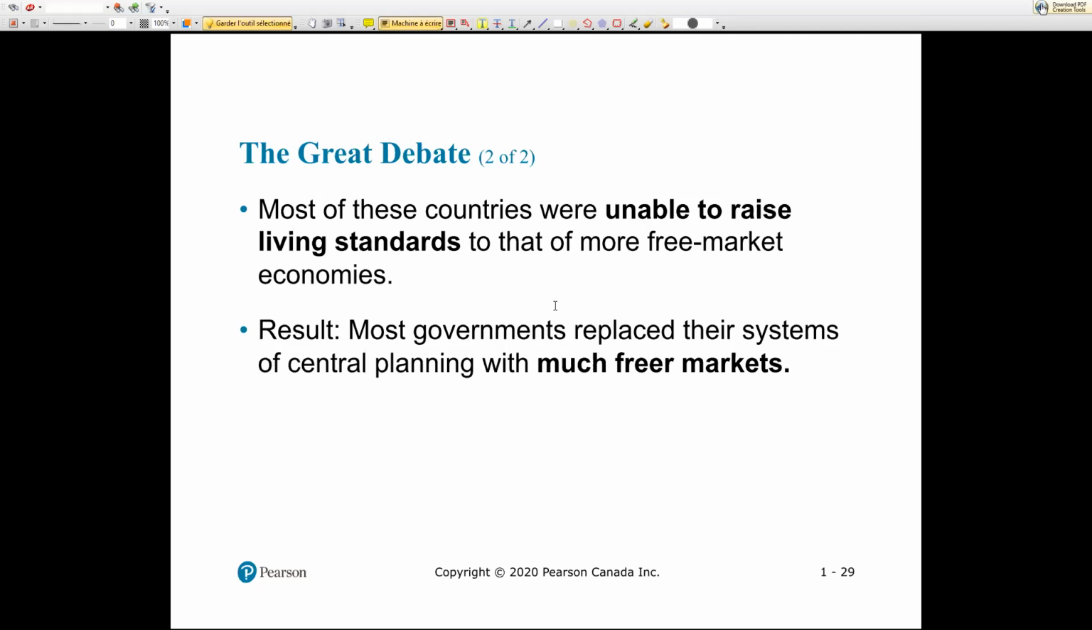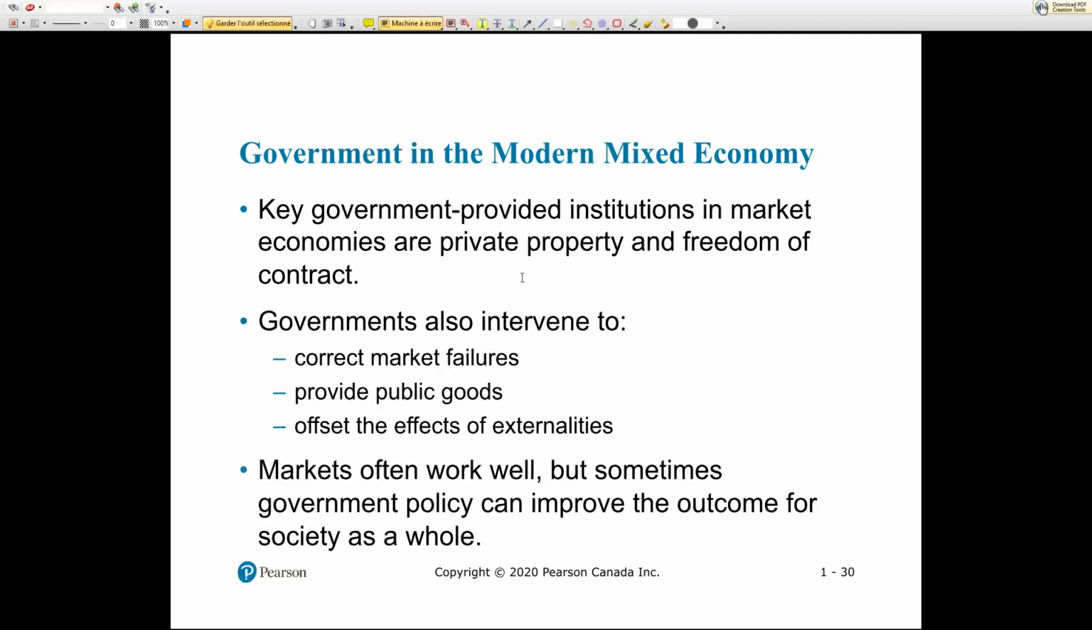So yeah, most of these countries were not able to raise standards, especially at the end. So now we have free markets everywhere. And this is just a review of what we've said. So governments now correct market failures, provide public goods, offset the effect of externalities that you're going to learn later. So I'm not going to define this term. And yeah, so markets tend to work well, but they need intervention.